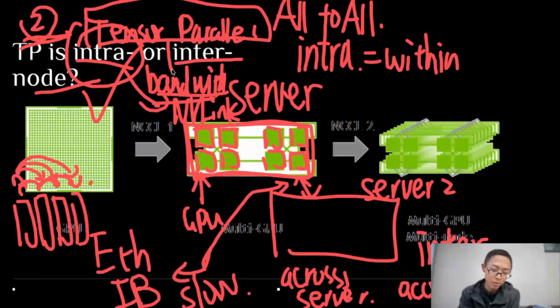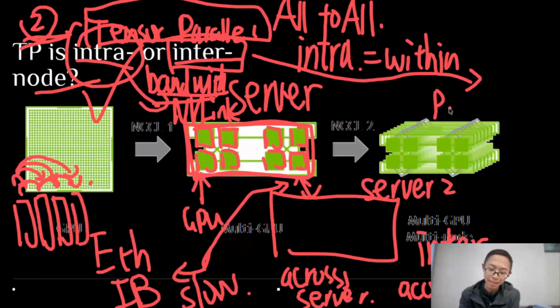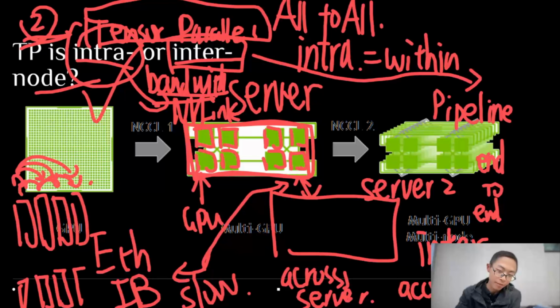So what can be used for internode? Pipeline parallelism. Why? Because it is an end-to-end, point-to-point communication. So on the graph on the left, worker 1 will pass its results to worker 2, to 3, and 3 to 4. It is this pipeline fashion which doesn't need as much communication as tensor parallelism.